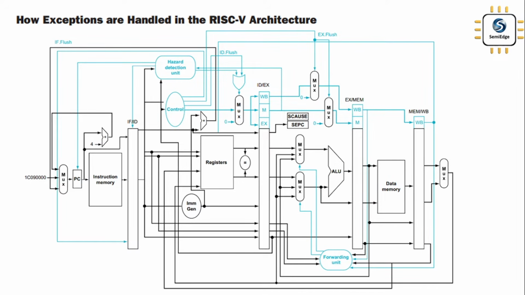At the end, we will also talk about exceptions, things like illegal instruction or memory misaligned access. We will also see how a RISC-V pipeline processor detects and handles the exceptions safely without crashing the system, and how it deals with interrupts.